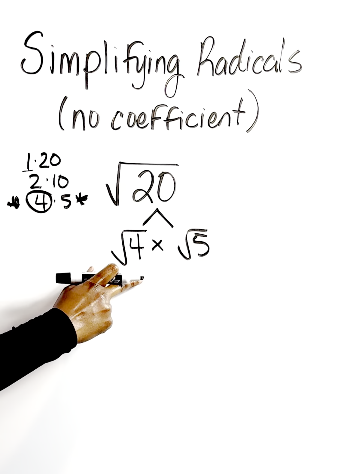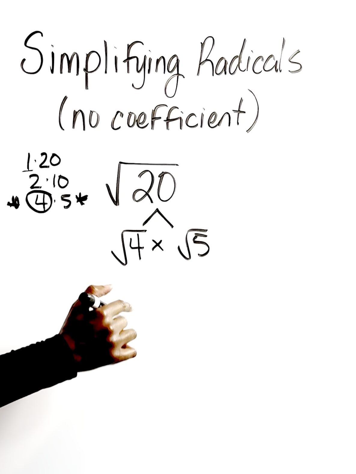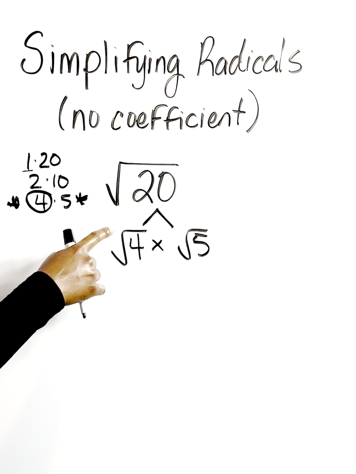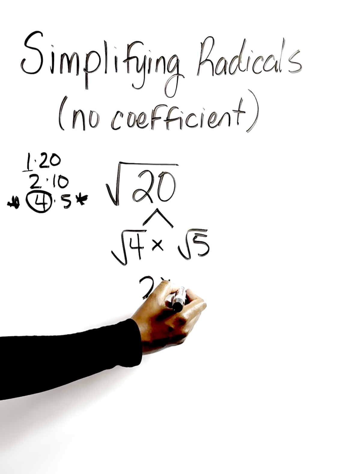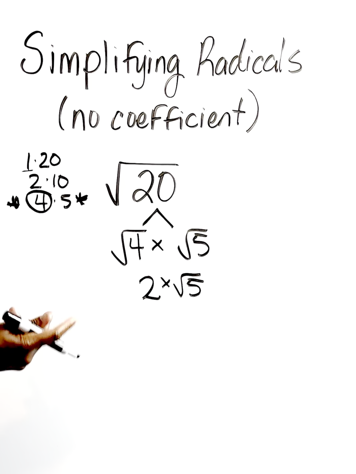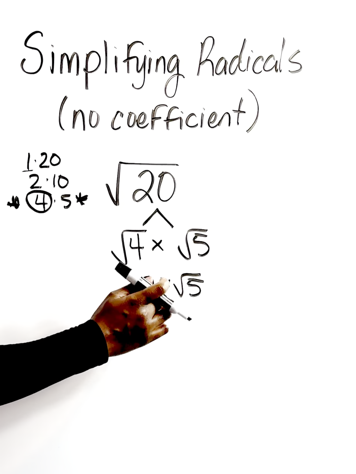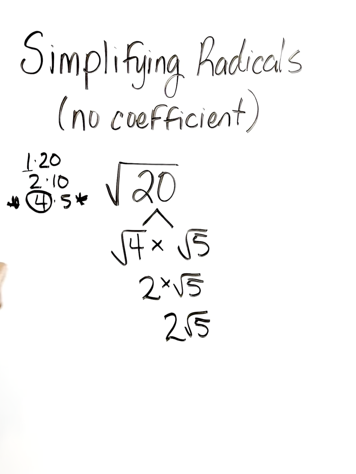Remember, the first value is always the perfect square, which means it should always come out to a whole number. So the square root of 4 gives us 2. I'm going to say 2 times the square root of 5. Now, anytime you have a whole number times a root, you can just stick them together and remove the multiplication symbol. So essentially, it would be 2 root 5. And that's how you simplify a radical without a coefficient.